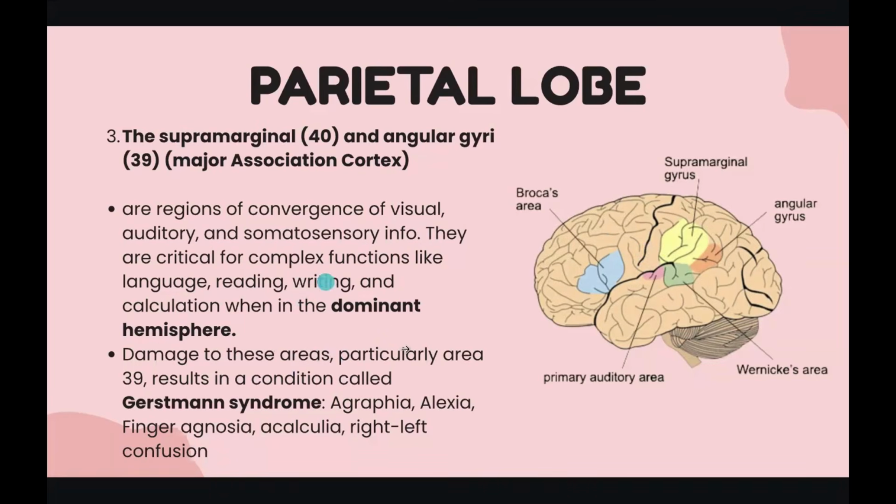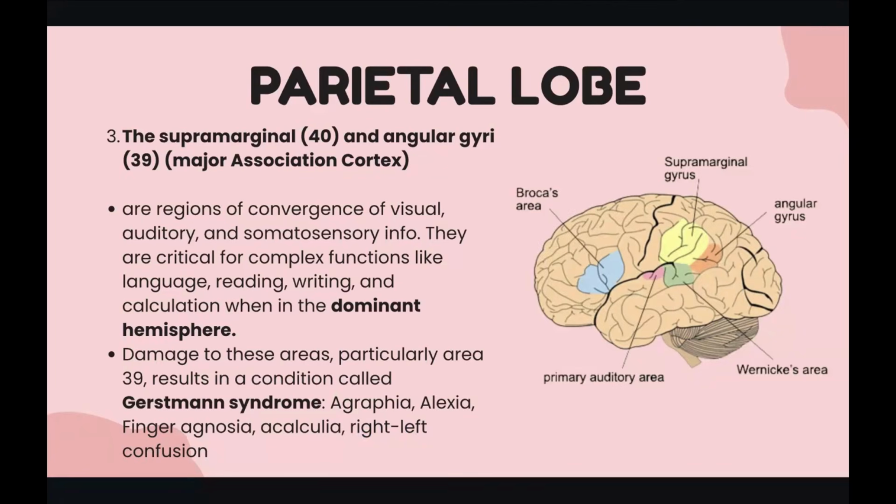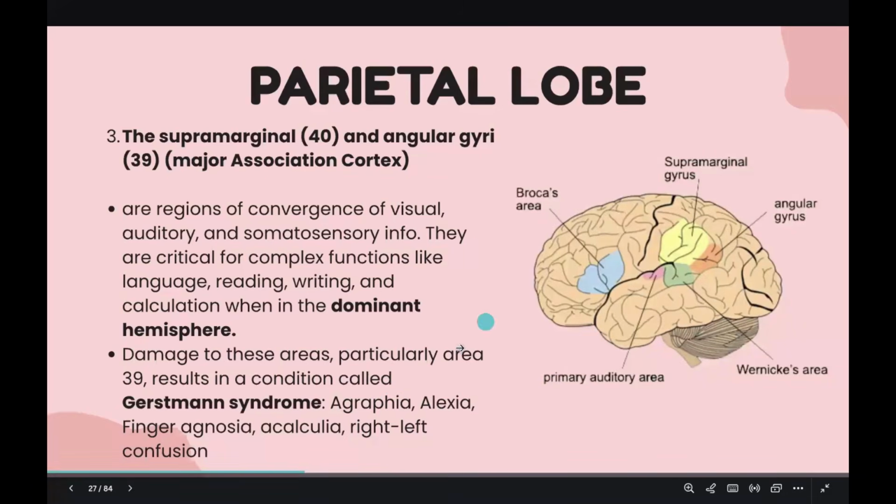calculating. And if it were damaged in the dominant hemisphere, it will lead to a syndrome called Gerstmann syndrome, which will present as agraphia, which is inability to write, I believe, alexia, inability to read, and finger agnosia, which is inability to identify your fingers, acalculia, which is inability to calculate, and right and left confusion. So you do not know your right from your left, all right? This is if it was in the dominant hemisphere.